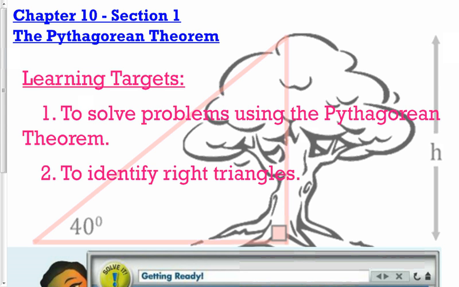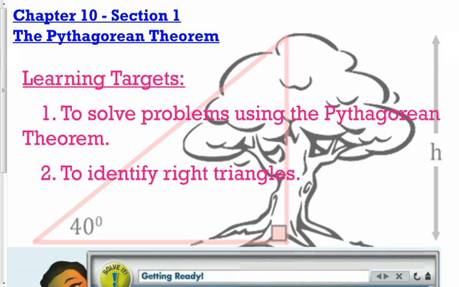But anyway, we are starting chapter 10, and this whole chapter deals with trigonometry, things with right triangles, and things with radicals. So we're going to start off with the classic theorem dealing with trigonometry. It's called the Pythagorean Theorem.